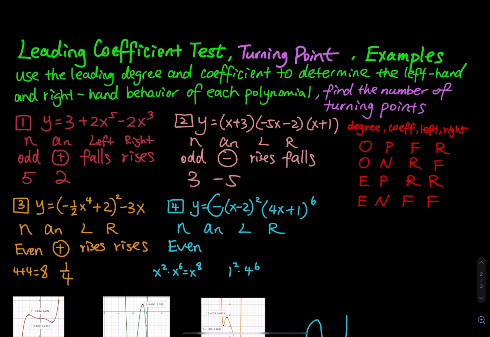This one, please don't forget that there is a minus. So you have the minus on the whole thing, which is negative. So you have even and negative, which falls to the left and falls to the right.